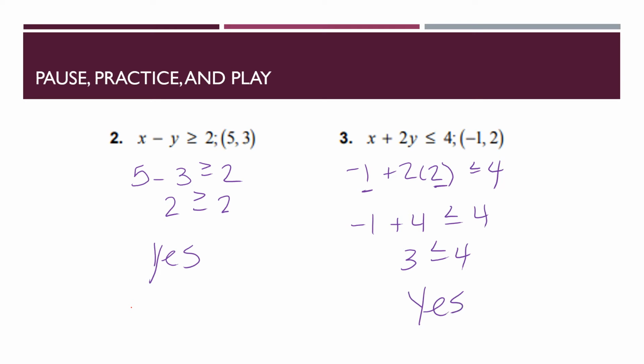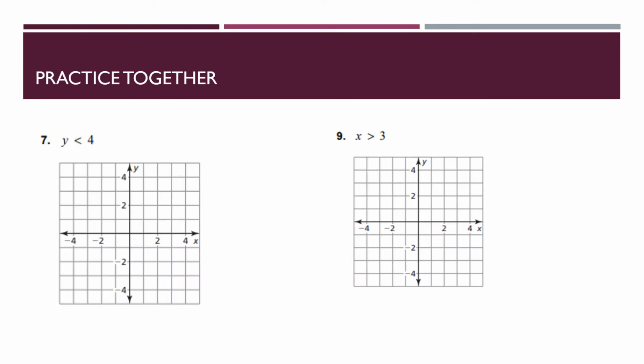If you didn't get that right, please raise your hand and let me help you. All right, now on to the next topic. What we have here are y and x, so they are horizontal and vertical lines. This y equals a number is a horizontal line.